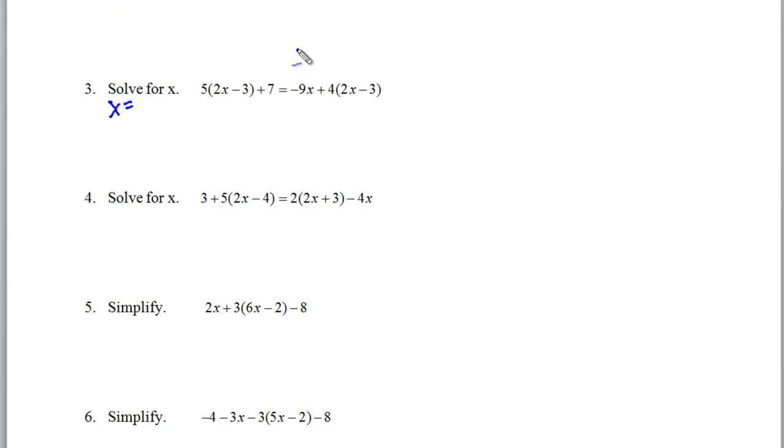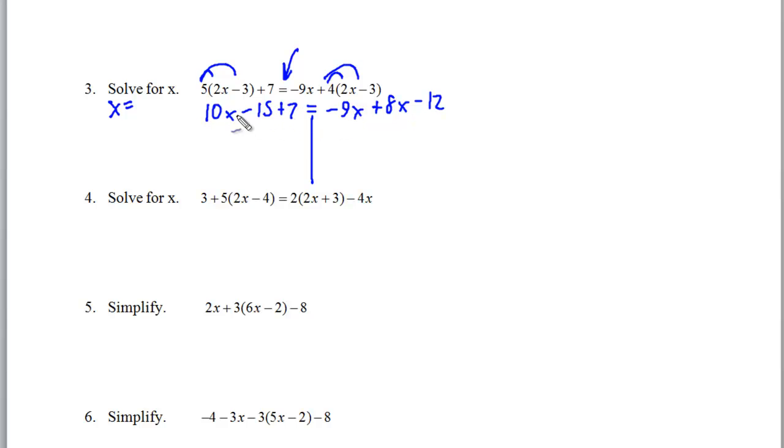And you can see that because there's an equal sign in the problem. Now what we'll do is first some simplification by using the distributive property. So this becomes 10x minus 15 plus 7 equal to -9x plus 8x minus 12. Alright, so with that in mind, we are now going to solve for x, and my steps for solving for x are letters to the left, numbers to the right.